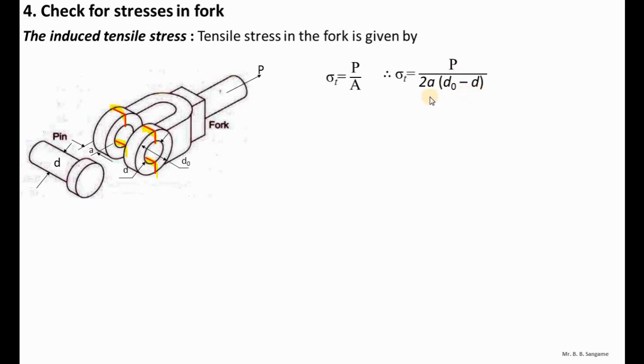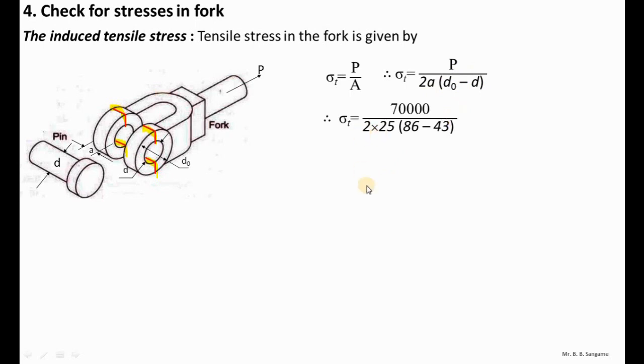Okay, so here we have the value of A, which we calculated in the previous slide. With the empirical relation, we have the value of DO, which is the outside diameter of the eye of the fork, and D is the inside diameter of the eye of the fork, which is also the diameter of the pin. So let us put the values of A, DO, D and P in the equation.